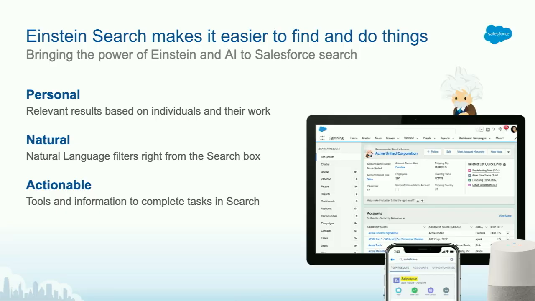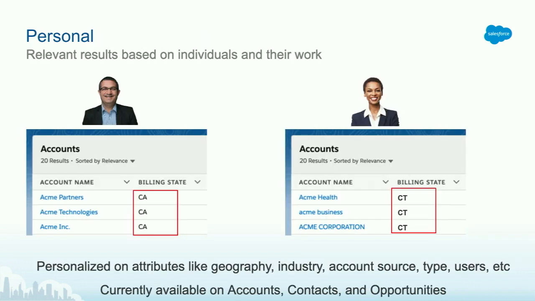What is Einstein Search? So Einstein Search makes it easier to find and do things by bringing the power of Einstein AI to Salesforce Search. Einstein Search has three key pillars. One is personal, second is natural, third is actionable. I'm going to talk about each of these pillars and also will demo them live.